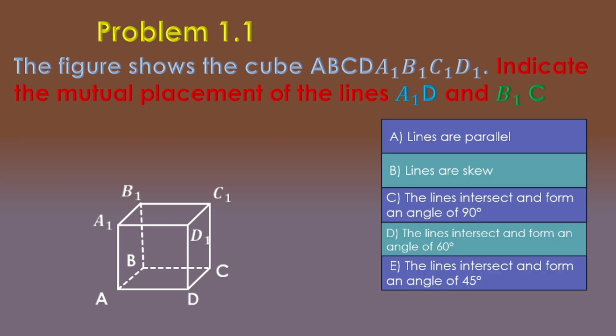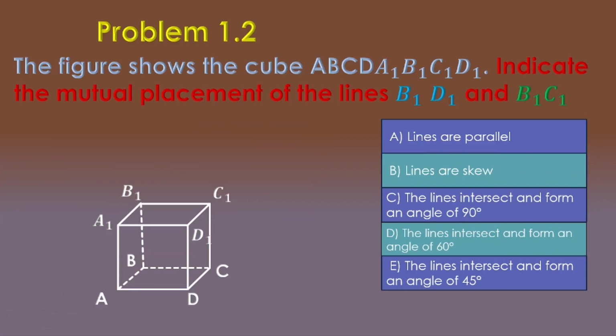Problem 1.1. The figure shows a cube, ABCDA1B1C1D1. Our task is to indicate the mutual placement of the lines A1D and B1C. Well, what do we draw? These two lines A1D and B1C will be parallel. Why? You see, a plane can be drawn through these two lines. So if we draw a plane through these two lines, we will immediately understand that A1D and B1C will be parallel because they will never intersect and will lie in the same plane. So the answer is A.